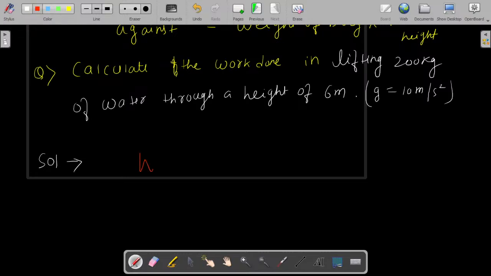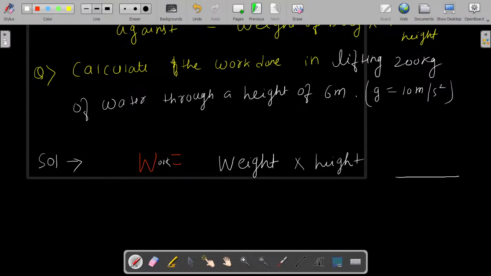Work is equal to... so here, what is the weight? The formula for work is work done against gravity. So what is the weight here? mg, we know it, to a height of 6 meters. So you write the work formula. This is work. Work is equal to weight into height.